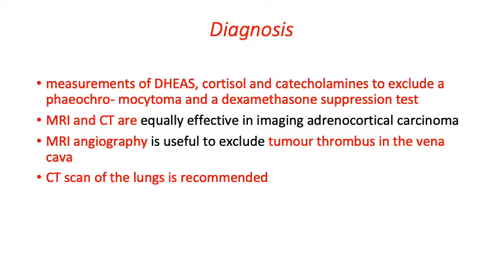Regarding the diagnosis, as we said, we will start by measuring the hormonal levels to know whether it is functioning or not. For the radiological investigation, MRI and CT scan are equally effective in imaging adrenocortical carcinoma. MRI angiography is useful to exclude tumor thrombus in the vena cava, and a CT scan of the lung is also recommended.